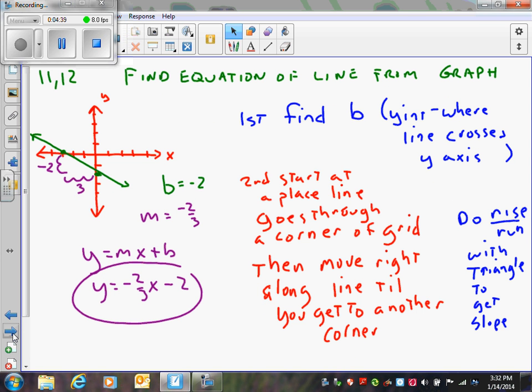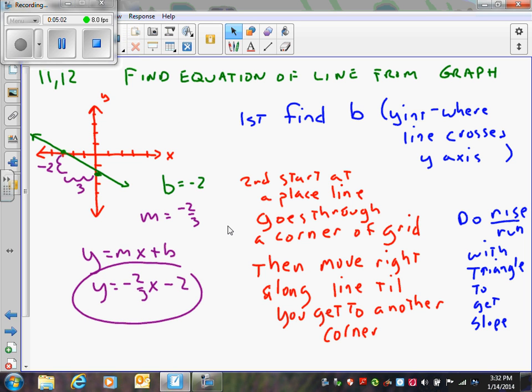11 and 12, we're asking you to find the equation of the line from the graph. The first thing you have to do is find the y-intercept, which is b. That's where the line crosses the y-axis. Real easy. Find the y-axis. That's the vertical one. And find where that line crosses it. In this case, it's -2. So my b is -2.